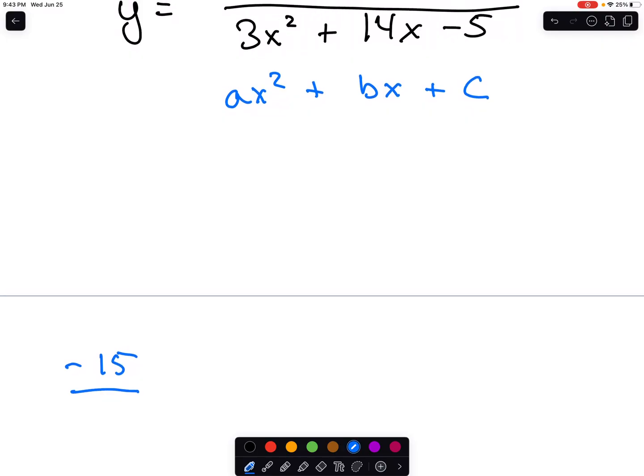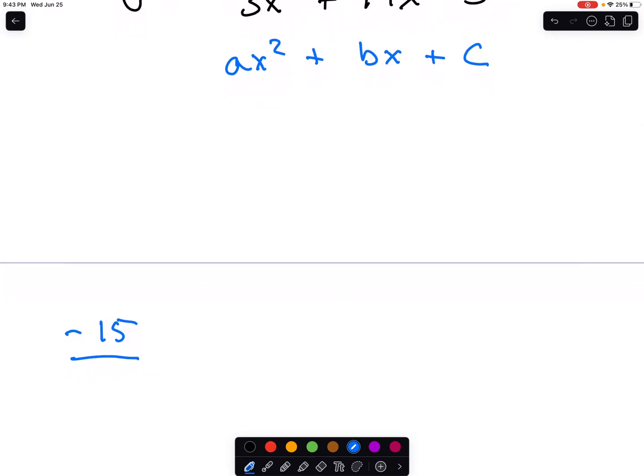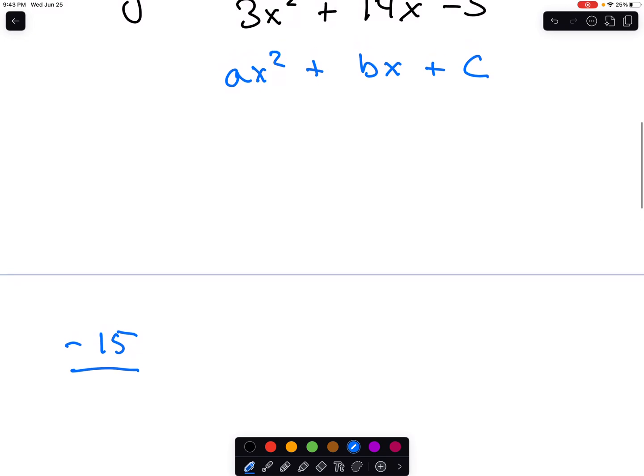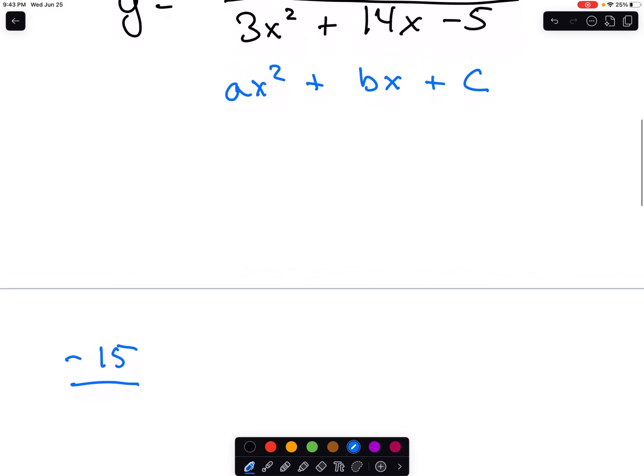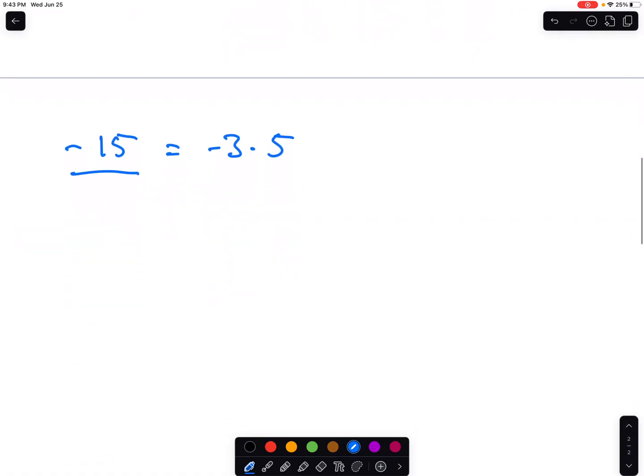So if I say my A times my C, I get my negative 15. Now I'm going to go through all the factors of negative 15, and I'm going to stop at the line that adds up to 14, right? Now 15 was what? 3 times 5, right? So I don't think we have that many to test.